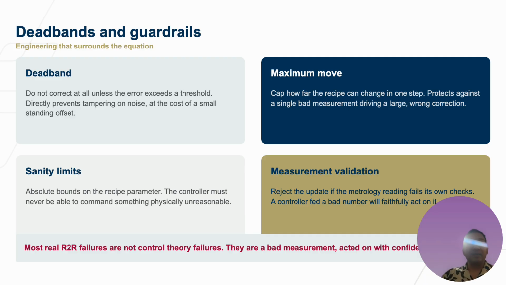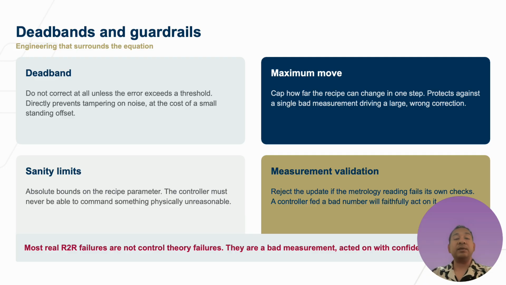Sanity limits. Absolute bounds on the recipe parameter. The controller must not be able to command something physically unreasonable, no matter what it computed. Measurement validation, reject the update entirely if the metrology reading fails its own check. Most run-to-run failures in production come from a bad measurement acted on with confidence. The controller does exactly what it is told on a number that was wrong.